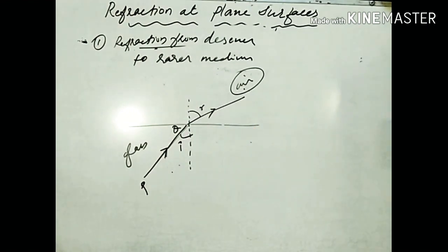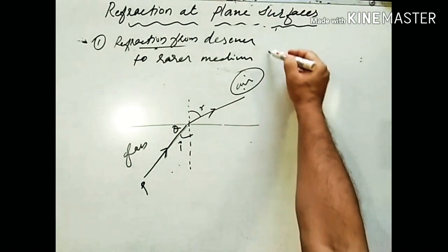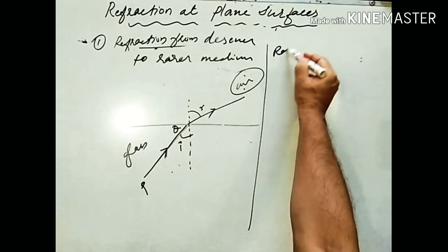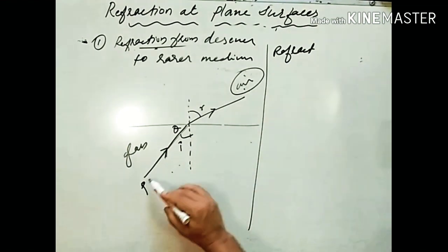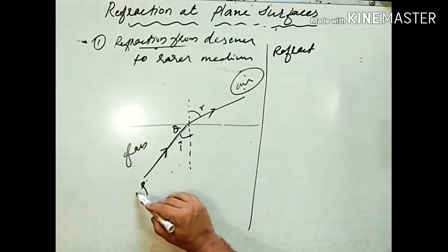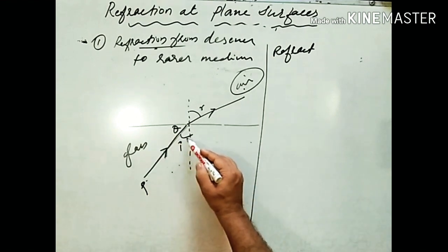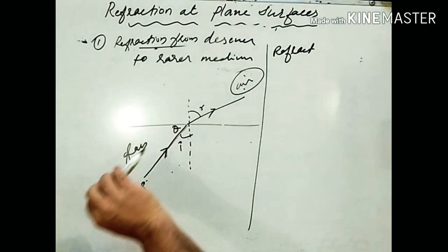Okay, now let us see refraction at normal incidence. This is the refraction at oblique incidence. This is known as oblique incidence, making a certain angle. The light ray is incident obliquely.